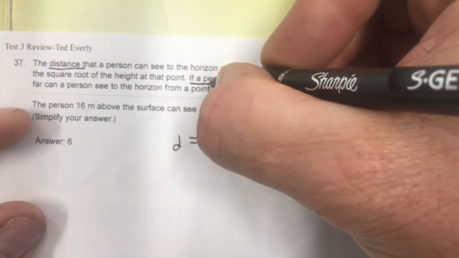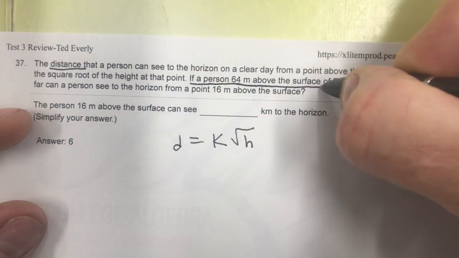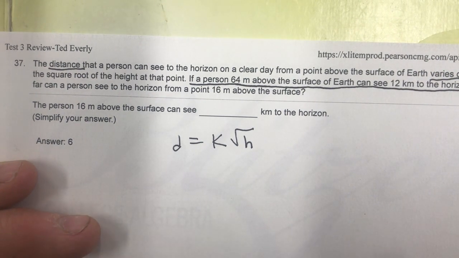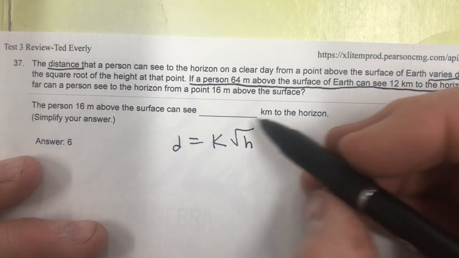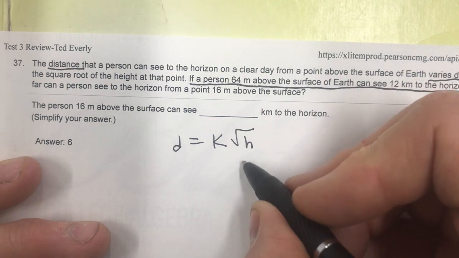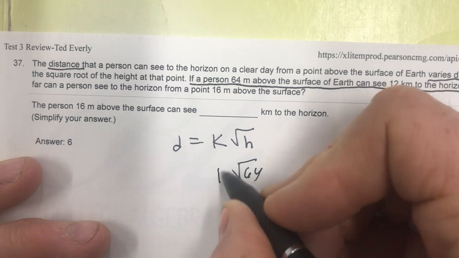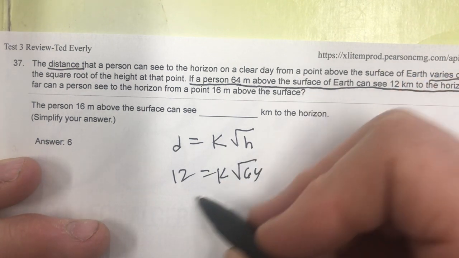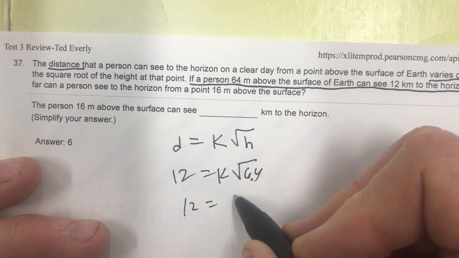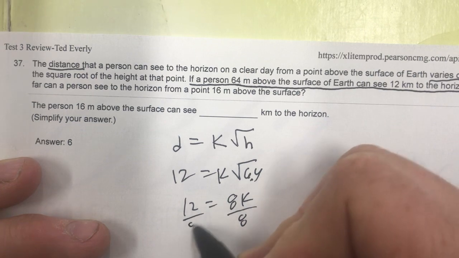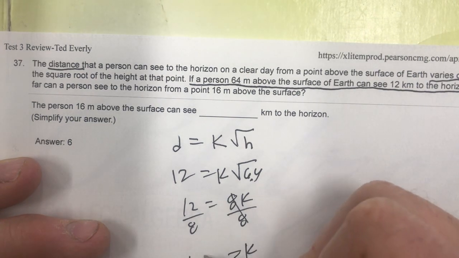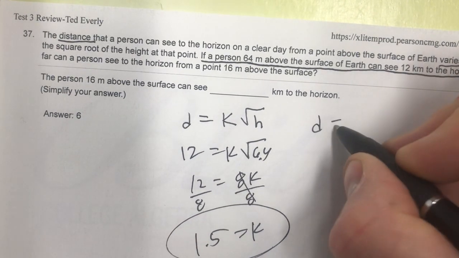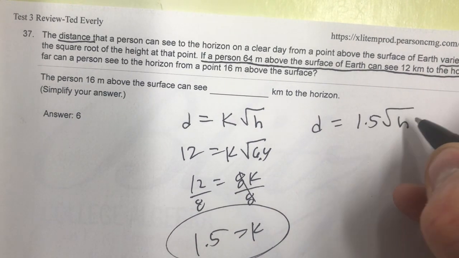All right, so then we get to this part. If a person 64 meters above the surface of Earth can see for 12 kilometers to the horizon. So they're 64 meters above the surface, that's their height. They can see 12 kilometers. Which means that's square root of 64, that's 8k. So divide by 8. That's 1.5. There you go, 1.5. So d equals 1.5 times the square root of h.